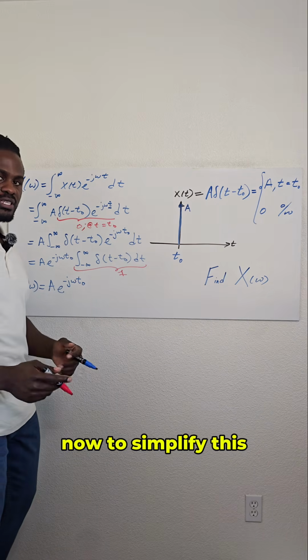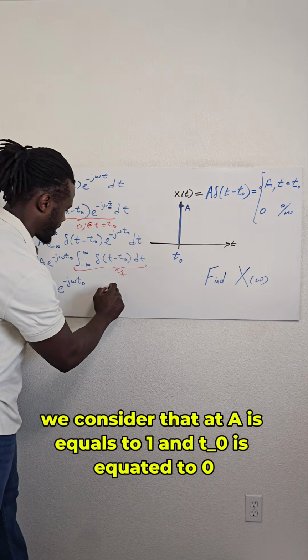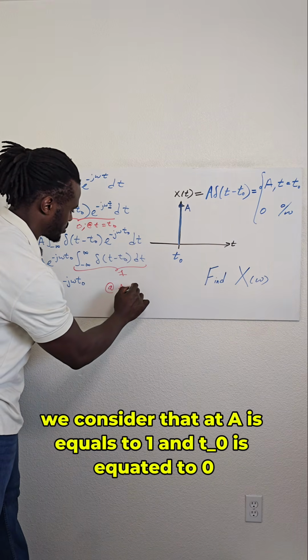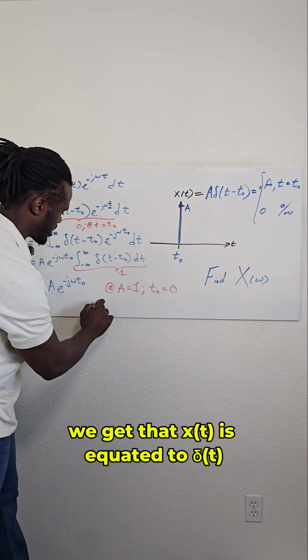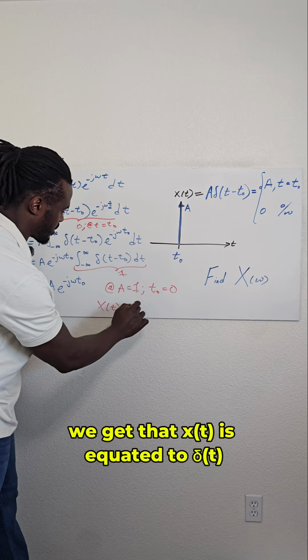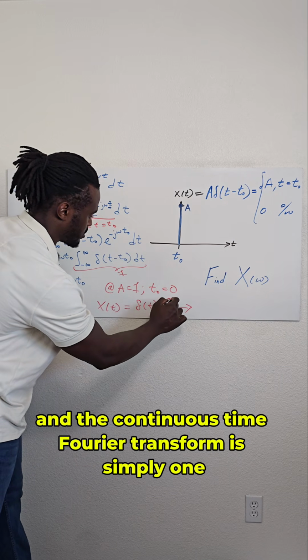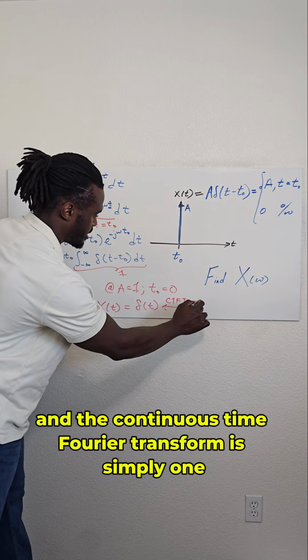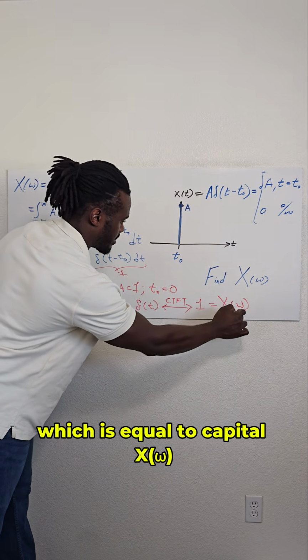Now to simplify this and to show what you would normally see in your textbooks, we consider that at a equals 1 and t naught equated to 0, we get that x of t is equated to delta of t, and the continuous time Fourier transform is simply 1, which is equal to capital X of omega.